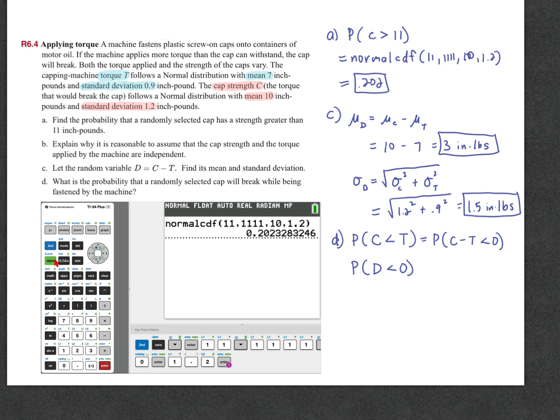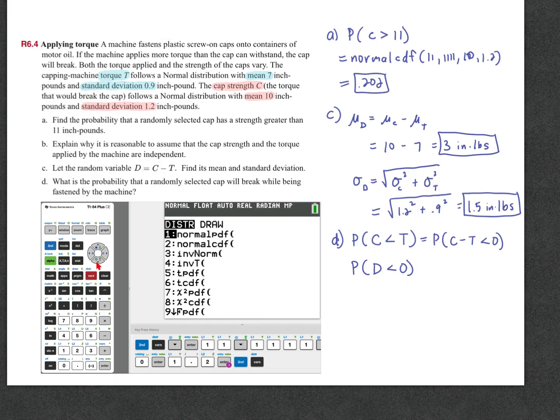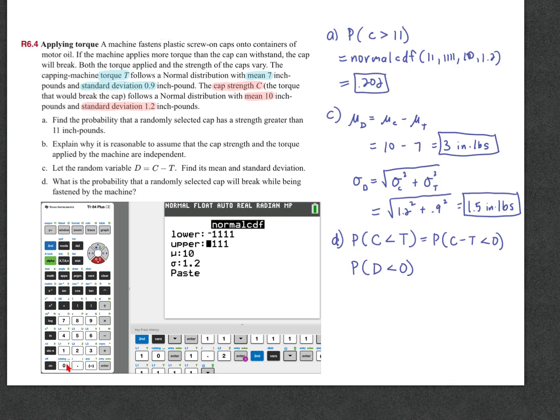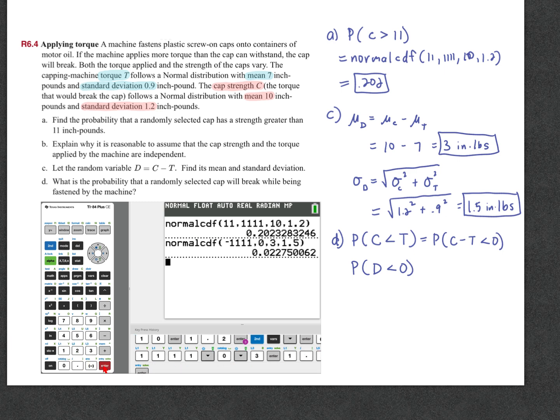Okay, so remember normal CDF, second vars, and it's number 2. Make the lower some big negative. It doesn't matter, it's always a big number relative to the standard deviation and the mean. Upper is 0, and then 3 was our mean, and 1.5 was the standard deviation. Alright, and that's it.